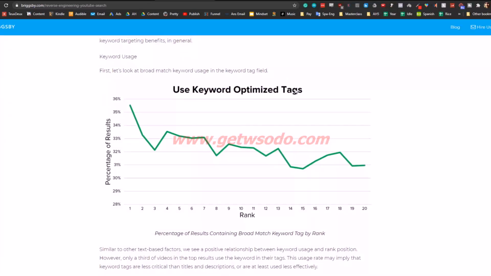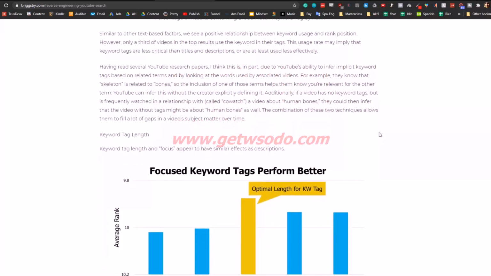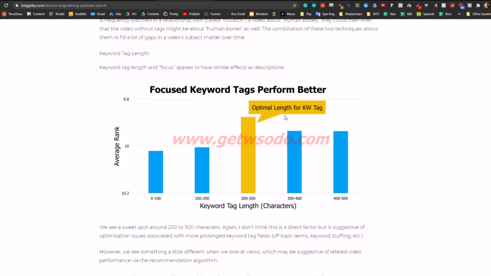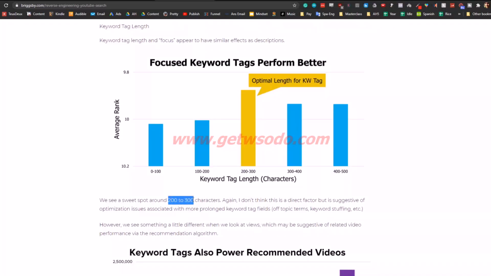Now, keyword optimized tags. They actually found that tags aren't really that important. What you should look for, however, is to not max out your tags. Actually keeping it below 300 to 400. So they found 200 to 300. I would recommend 300, 400 between the length right here, but don't go full out with the 500. That basically means keyword stuffing all the different tags in the video. It doesn't really help. So the sweet spot is around 200 to 300.